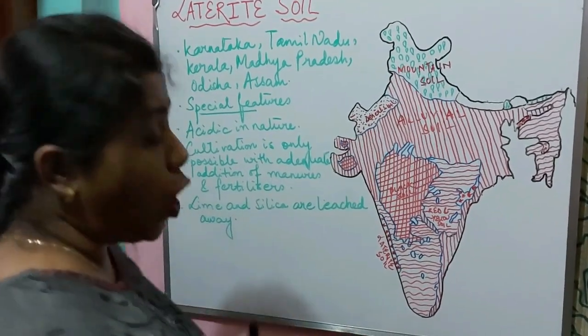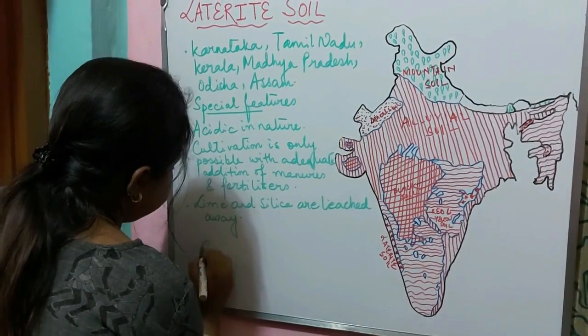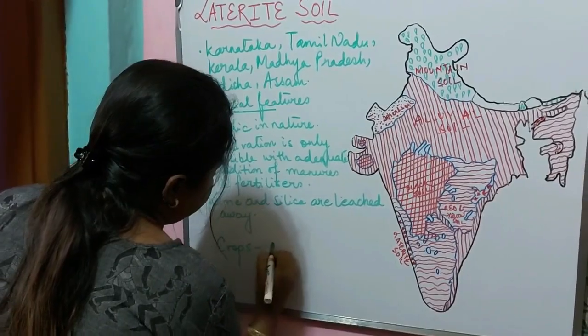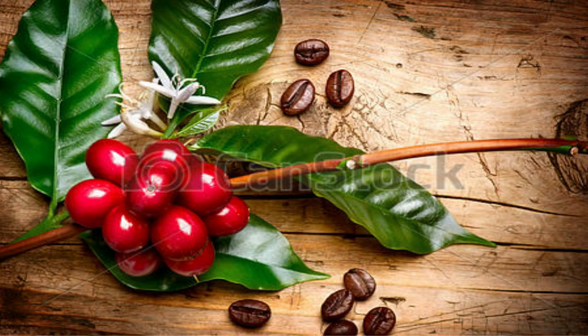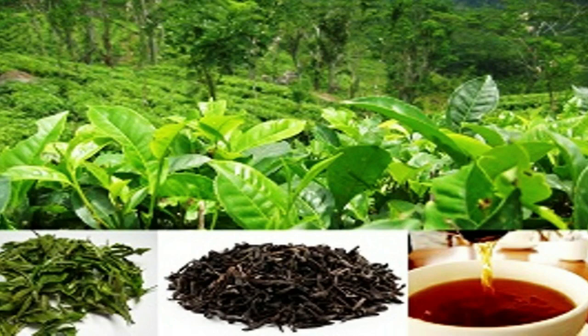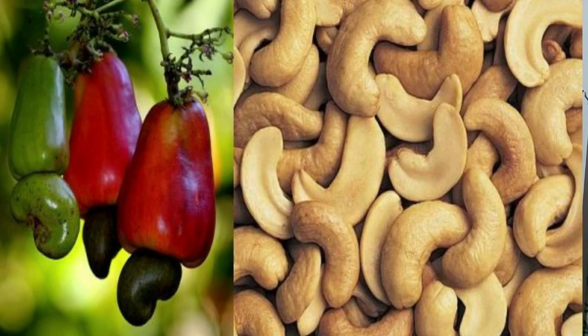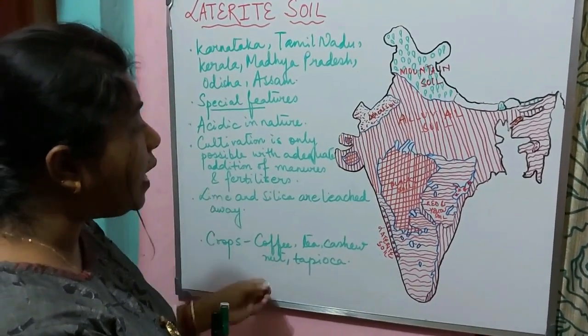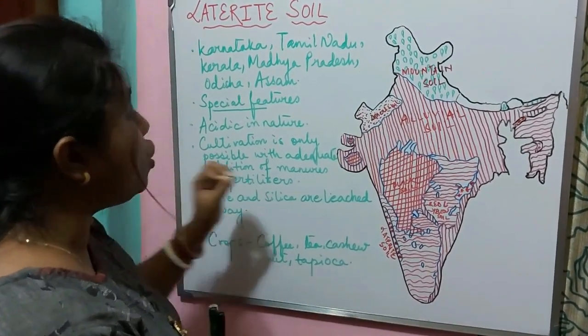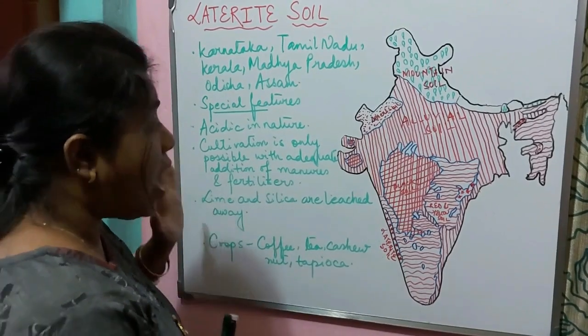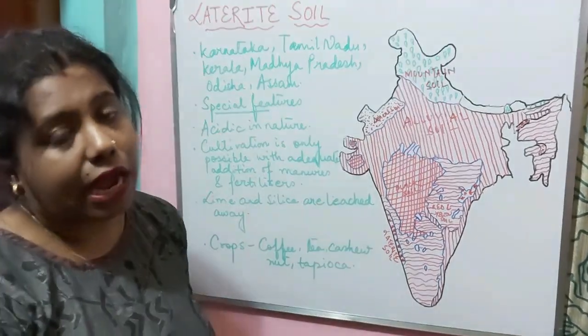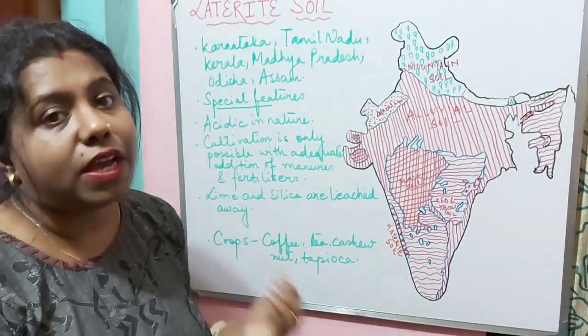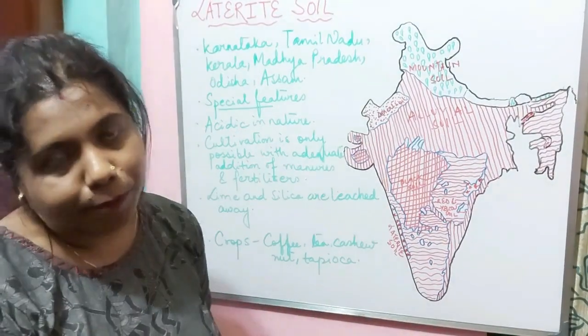So what type of crops can be grown here? Coffee, cashew nut, tapioca. All this type of crops can only be grown with the addition of manures and fertilizers. Otherwise, in this type of soil, cultivation is not possible because of heavy rainfall. Now let us move ahead with the next type of soil.